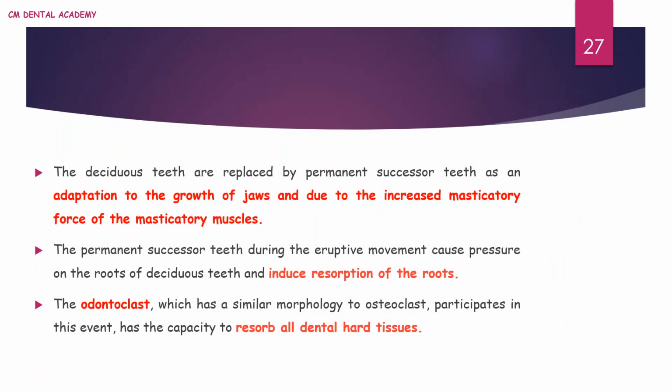The deciduous teeth are replaced by permanent teeth. This is an adaptation to the growth of the jaw and due to the increased force of the masticatory muscles. The permanent successor teeth, during the eruptive movement, cause pressure on the roots of the deciduous teeth. This also is a contributing factor for the movement of the tooth towards the occlusal plane. This is only applied to the deciduous teeth and induces resorption of the roots of the deciduous or the primary teeth.